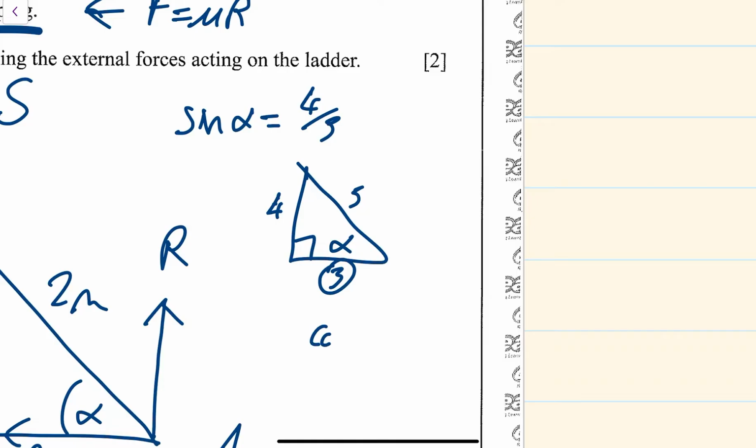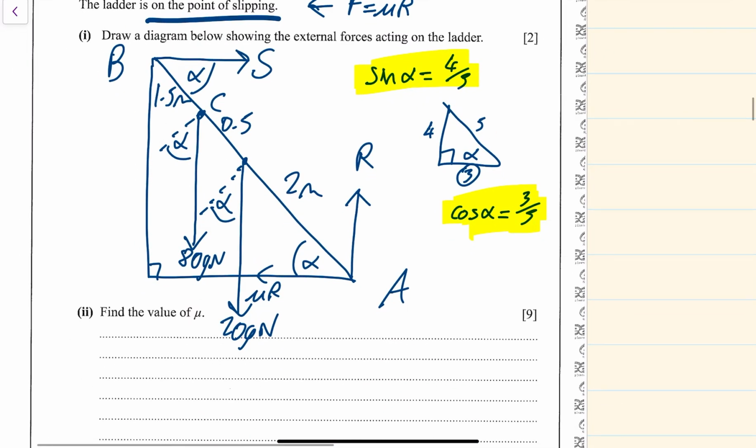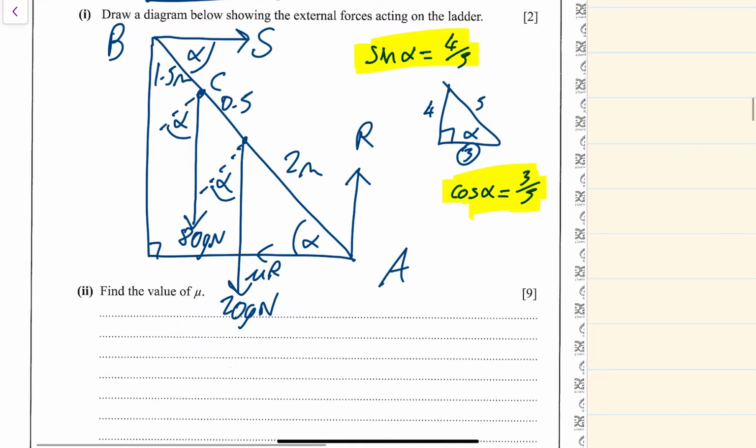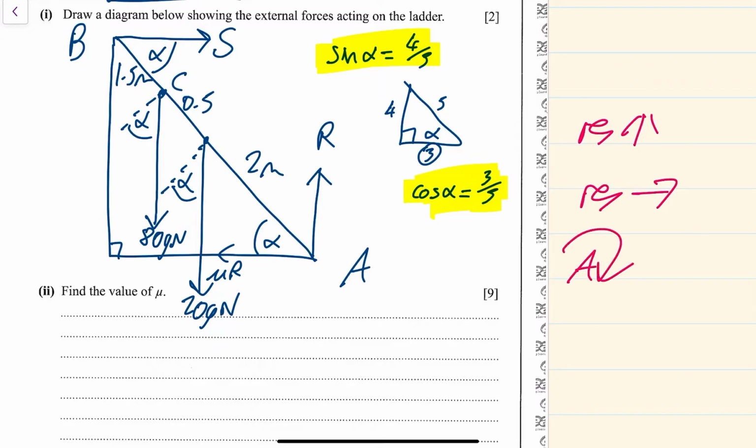And from that, you can get cos alpha. Cos is equal to adjacent over hypotenuse, so 3 over 5. So you've got exact values for sine alpha and exact values for cos alpha. If they set the question up this way, they want you to do it using these. Now what we've got to do is find the value of mu. The three things you can do here: you can resolve vertically, you can resolve horizontally, and you can take moments about a point, whatever point it happens to be. But that's all you can do.